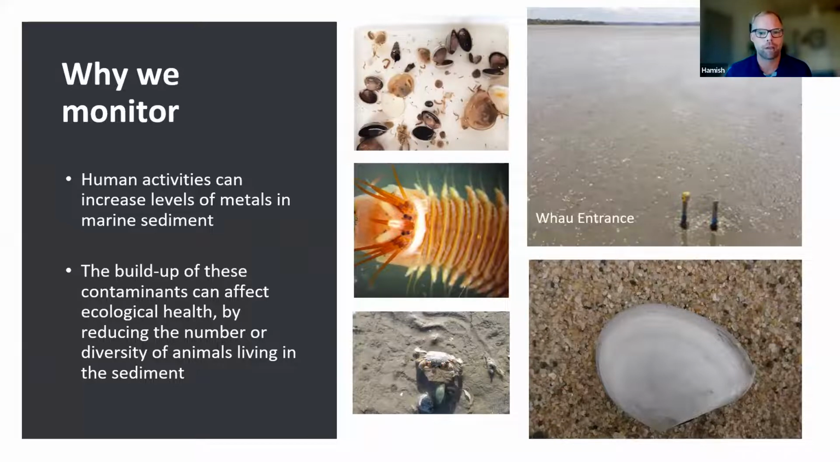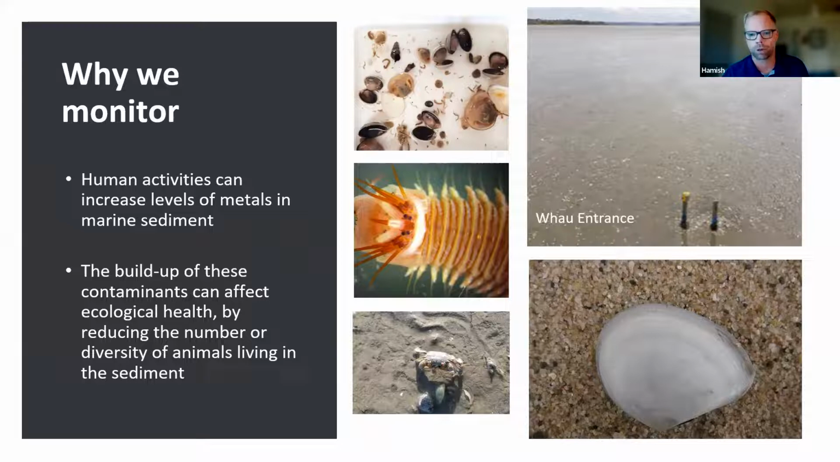When you look across a sand or a mudflat, it can appear pretty quiet at first glance, not too much going on. That image on the top right there, that's from a site we have at the entrance to the Whau, just on the other side of the causeway. And when you look at it, you can see a few shells on the surface, but there doesn't appear to be too much other life.